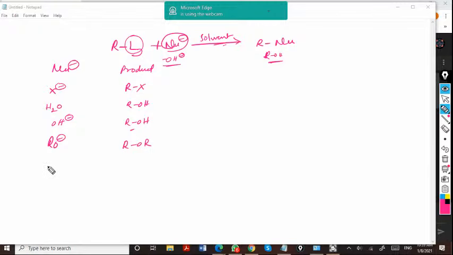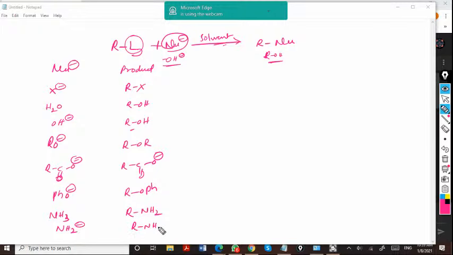If I take carboxylate anion, this is going to attack onto the iron, so it's going to give ester. If I use phenoxide, it's going to give phenoxy ethers, ROPh. If I use ammonia, NH3 means NH2 minus and H plus, so it's going to give RNH2. I can also take the NH2 minus, so this is also going to give RNH2.